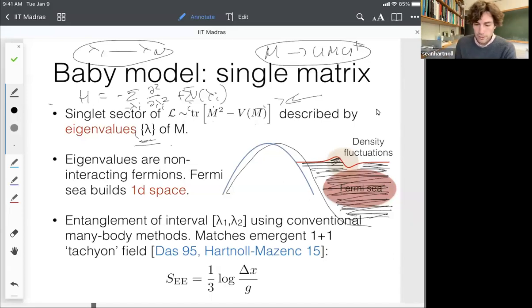You can show in this model, this was shown in the 90s, that these ripples bounce back and forth in the potential obeying a one-dimensional, a 1+1 wave equation. So these density fluctuations obey a 1+1 wave equation.